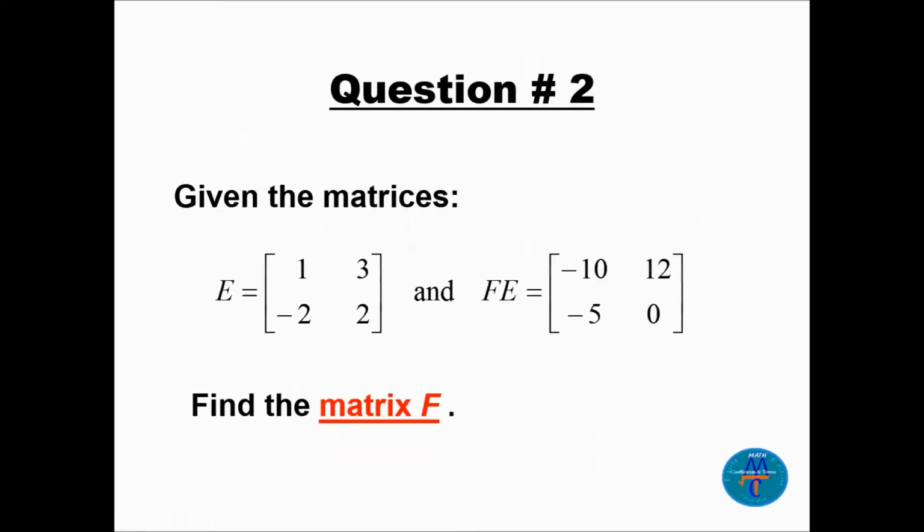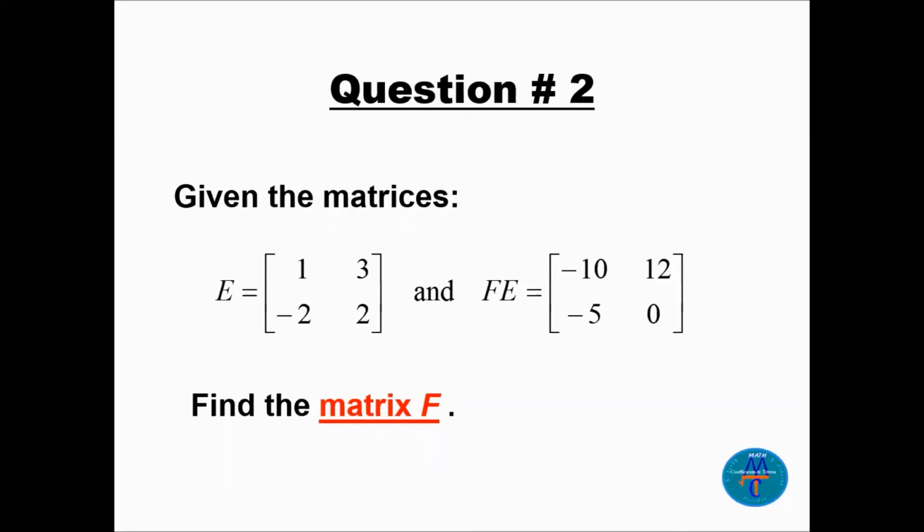Okay, another question. Here we have a little hidden idea. Given the matrices E = [1, 3; -2, 2], and FE is given. See, there's a little twist here. FE is given, so the whole product is given: [-10, 12; -5, 0]. And we need to find the matrix F.